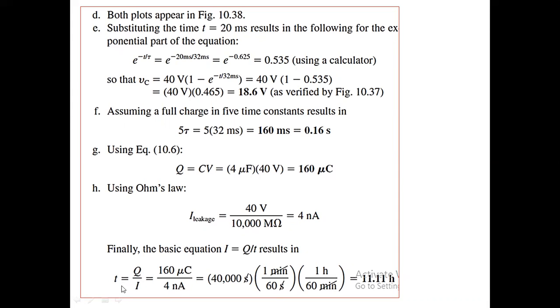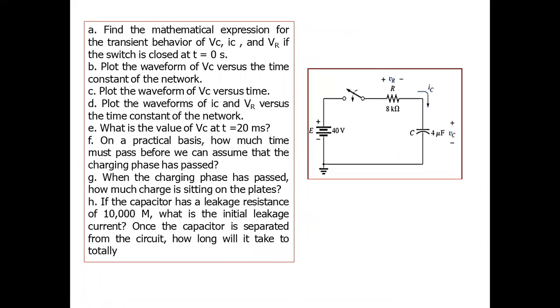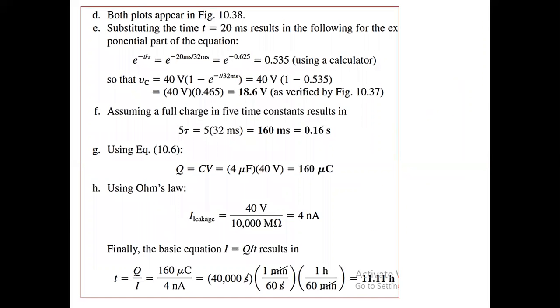Now we have to find the time in hours taken by this capacitor to be fully charged. So I is equal to, if there is a leakage, due to the leakage resistance of 10,000 megaohm. Putting the values over here, according to Ohm's law, I is equal to V by R.